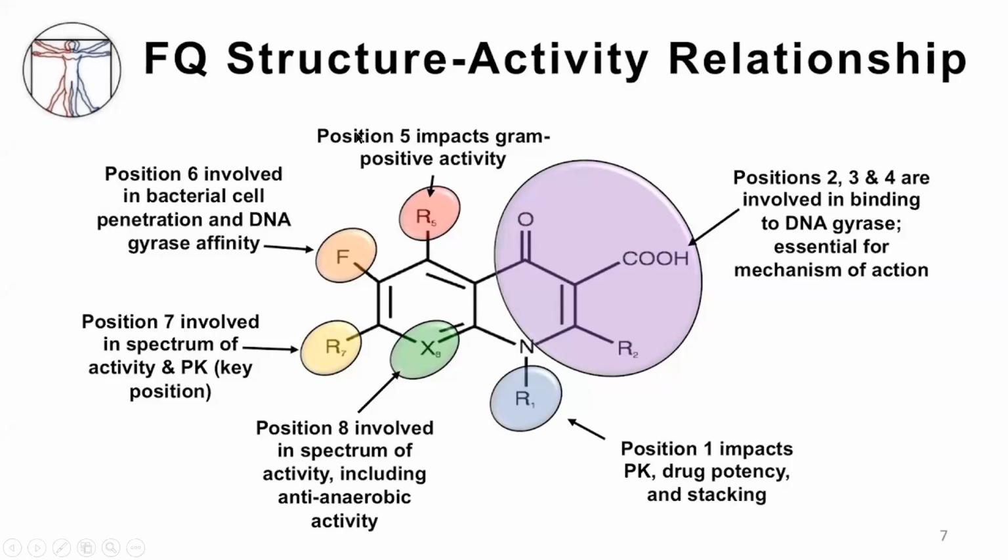If there is a substitution with some other drugs, then it is going to be effective against gram-positive bacteria. Whereas position 6 is involved in bacterial cell penetration and DNA gyrase effectivity. Position 7 is involved in the spectrum of activity, whether narrow spectrum or broad spectrum, and also the kinetic activity.